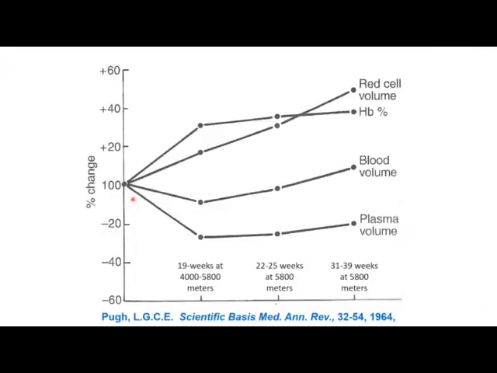Individuals who start at sea level go to 4,000 to 5,800 meters, so we're at 16,000 feet or so, for 19 weeks, 20, 22 weeks, and about 39 weeks. And you can see that what happens is hemoglobin increases. This is initially due to a decrease in plasma volume, which actually stays a bit lower than blood volume, but the red cell mass ultimately increases as well. The initial hemoglobin increase, however, that occurs abruptly is actually due more to a decrease in blood volume than an increase in red cell mass.